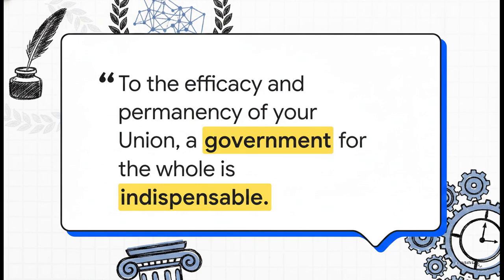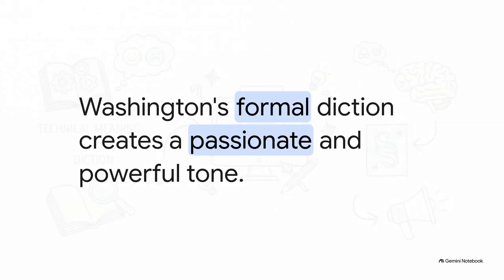Let's try another one, but with a totally different context. This is from George Washington's farewell address, delivered at the end of his final presidential term back in 1796. He writes, "To the efficacy and permanency of your union, a government for the whole is indispensable." Just look at the diction here. Efficacy, permanency, indispensable. Washington's choice of words is highly sophisticated and formal. His deliberate diction results in a passionate, powerful tone, signaling to the audience that this is a serious, foundational matter for the country. It's completely different from our summer breeze example, right?